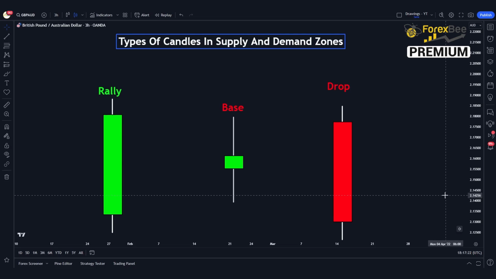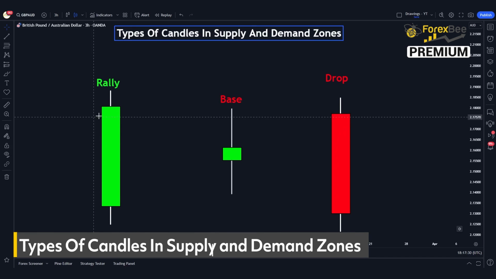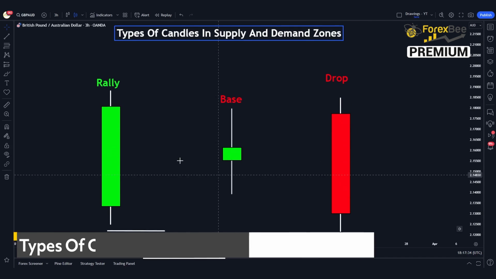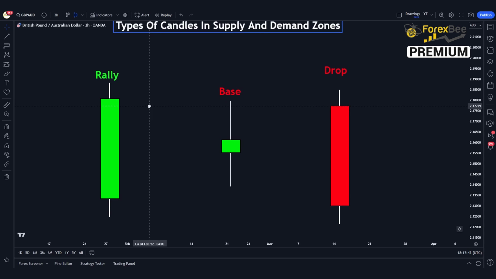In this video, things are going to get a little bit technical, so please make sure to pay close attention, because we're going to be talking about the types of candles that are present in supply and demand zones, and understanding these candles will serve as the foundation for understanding the supply and demand zones correctly.